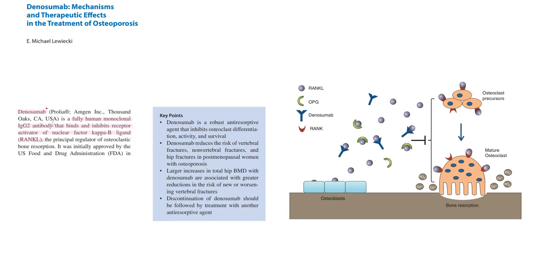Denosumab is a fully human monoclonal antibody that binds and inhibits a specific substance called receptor activator of nuclear factor kappa beta ligand, also known as RANKL. Inhibition of RANKL provides an anti-resorptive effect through inhibition of osteoclast differentiation, activity, and survival. Clinically, such inhibition of osteoclast activity can significantly reduce the risk of vertebral fractures, non-vertebral fractures, and hip fractures in postmenopausal women. So let's explain the mechanism of denosumab effect.